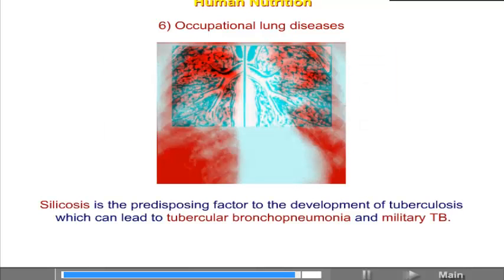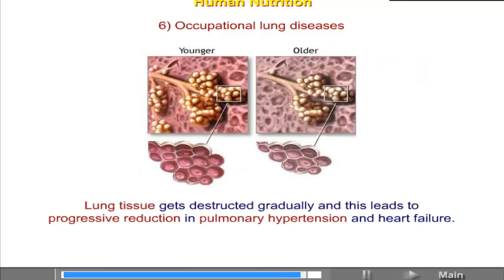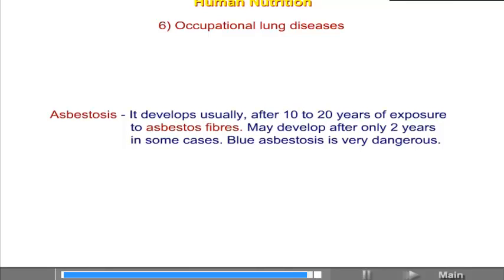Silicosis is a predisposing factor to the development of tuberculosis, which can lead to tubercular bronchopneumonia and miliary TB. Lung tissue gets destroyed gradually, and this leads to progressive reduction in pulmonary function, pulmonary hypertension, and heart failure. Asbestosis. It develops usually after 10 to 20 years of exposure to asbestos fiber. May develop after only 2 years in some cases. Blue asbestos is very dangerous.